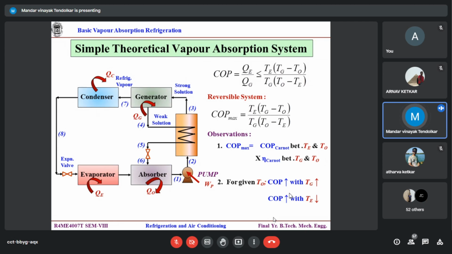And now you will observe that here is a contradictory part. In VCC, we used to say that lower temperature should be as high as possible and higher temperature should be as low as possible. And here we are saying higher temperature should be as high as possible and lower temperature should be as low as possible. Exactly reverse of VCC.